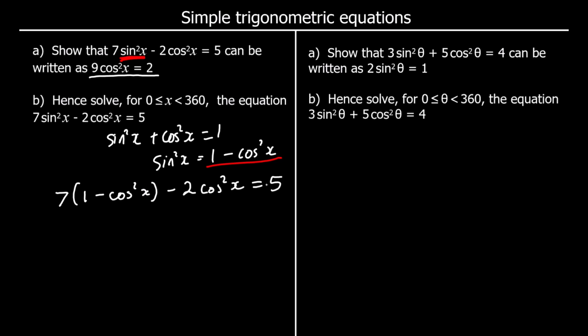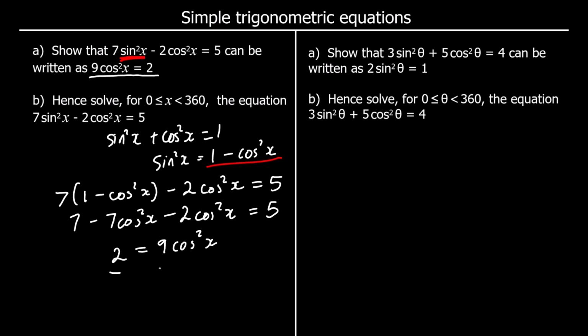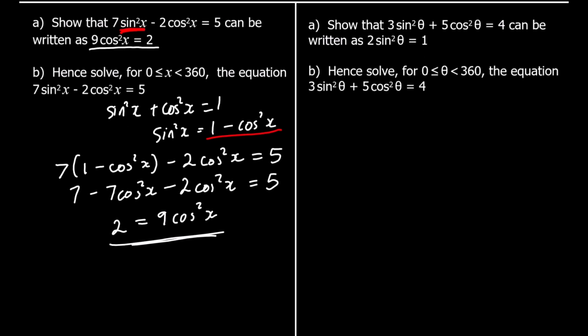Then we just have to expand the bracket. So 7 minus 7 cos squared x minus 2 cos squared x equals 5. Then we will take 5 away from both sides and add the 9 cos squared x to both sides. We get 2 equals 9 cos squared x. Hence solve the equation. So we can use our new one now. So hence always means use the previous part of the question.